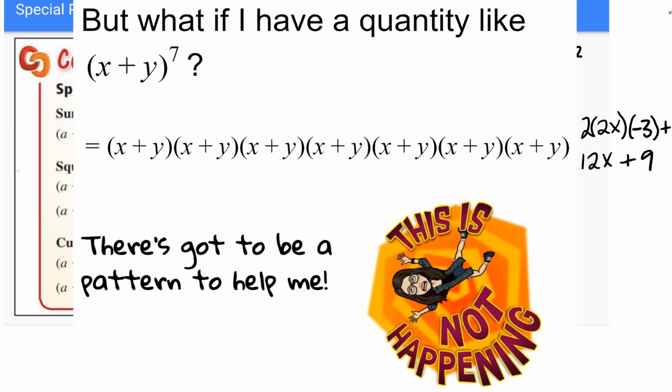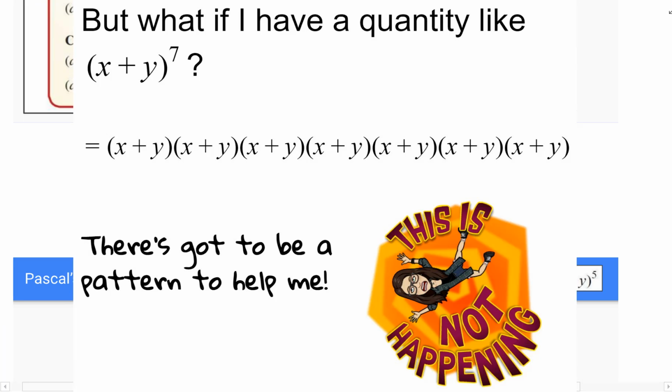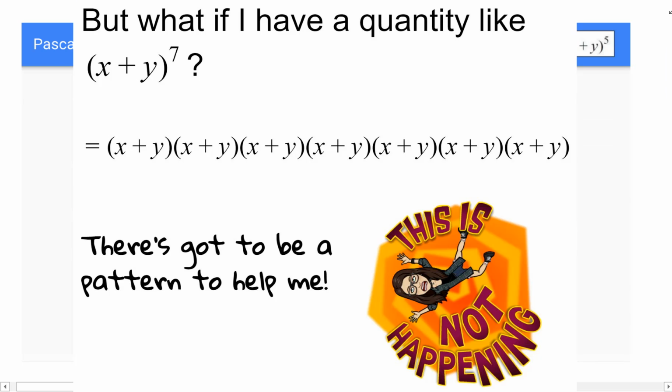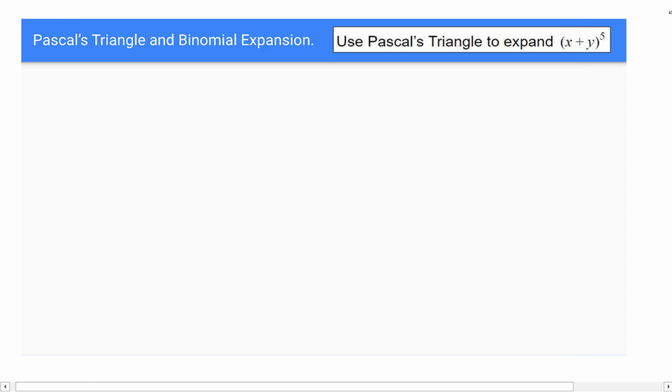But what if I have a quantity like x plus y to the 7th power? Does that mean I have to distribute x plus y times x plus y times x plus y times x plus y 7 times? Oh, that's going to be a lot of work and a lot of areas where I could possibly make errors. So let's take a look at a special array of numbers that can help us with the pattern of binomial expansion. And this special array of numbers is called Pascal's triangle.